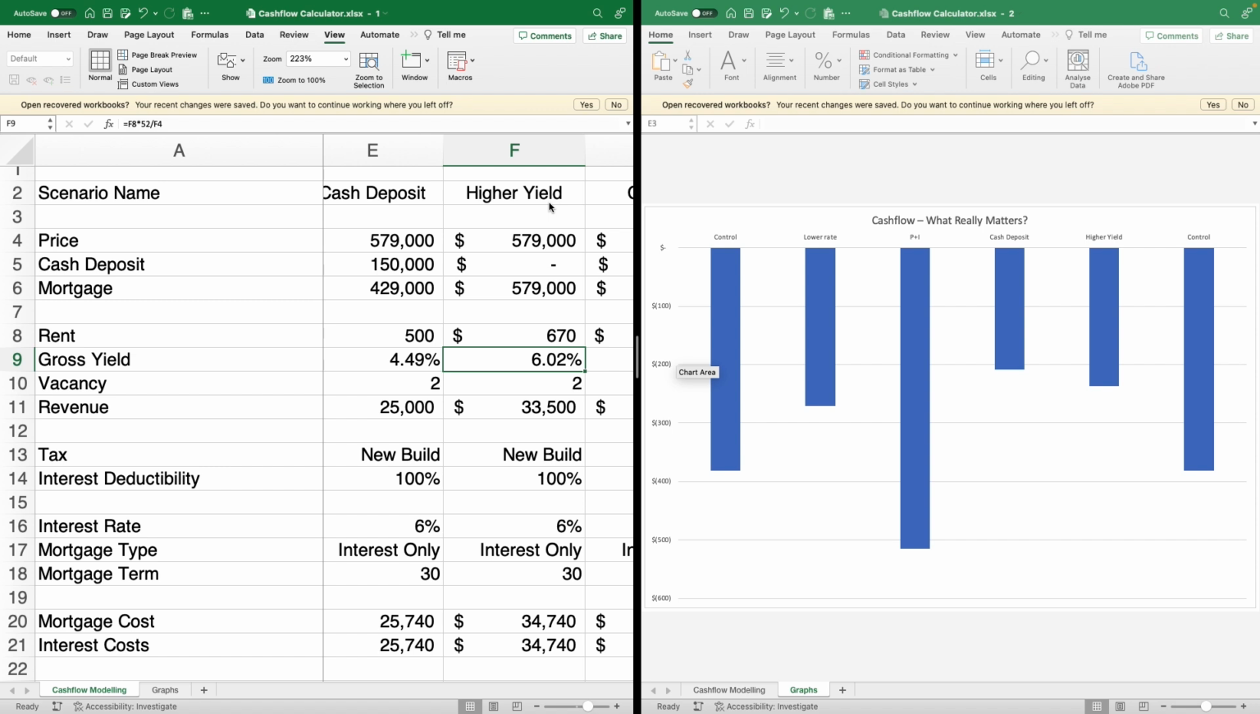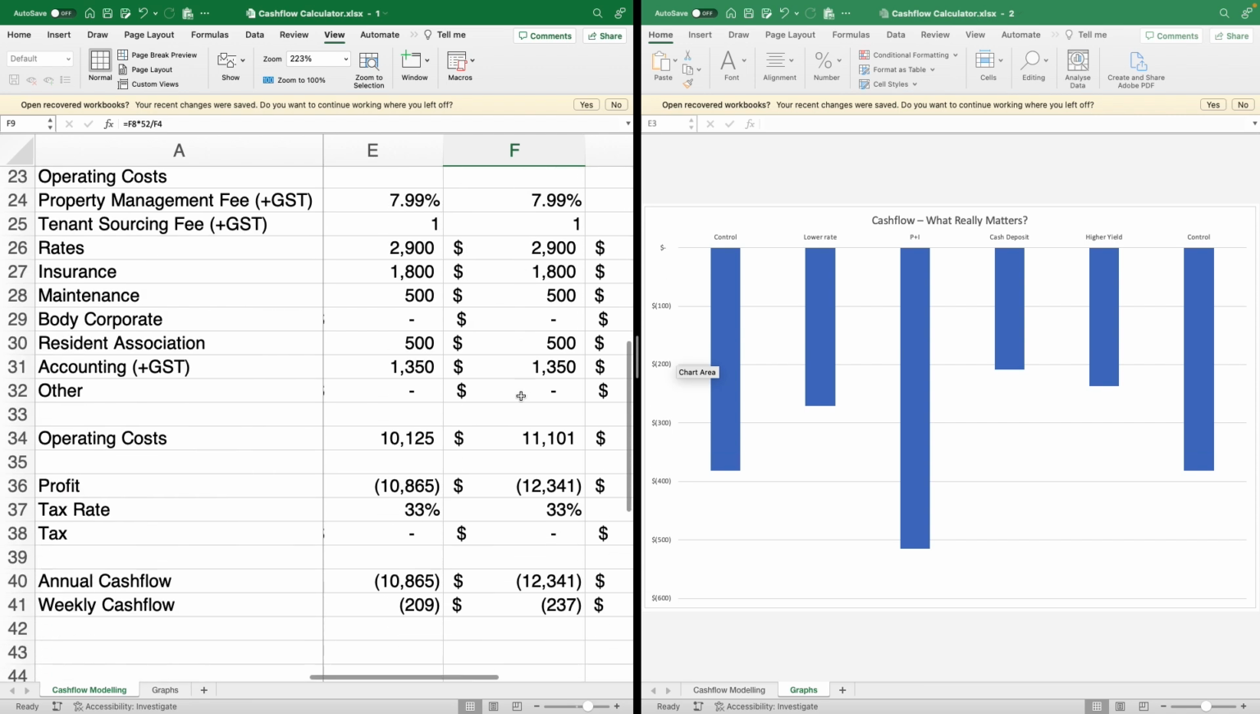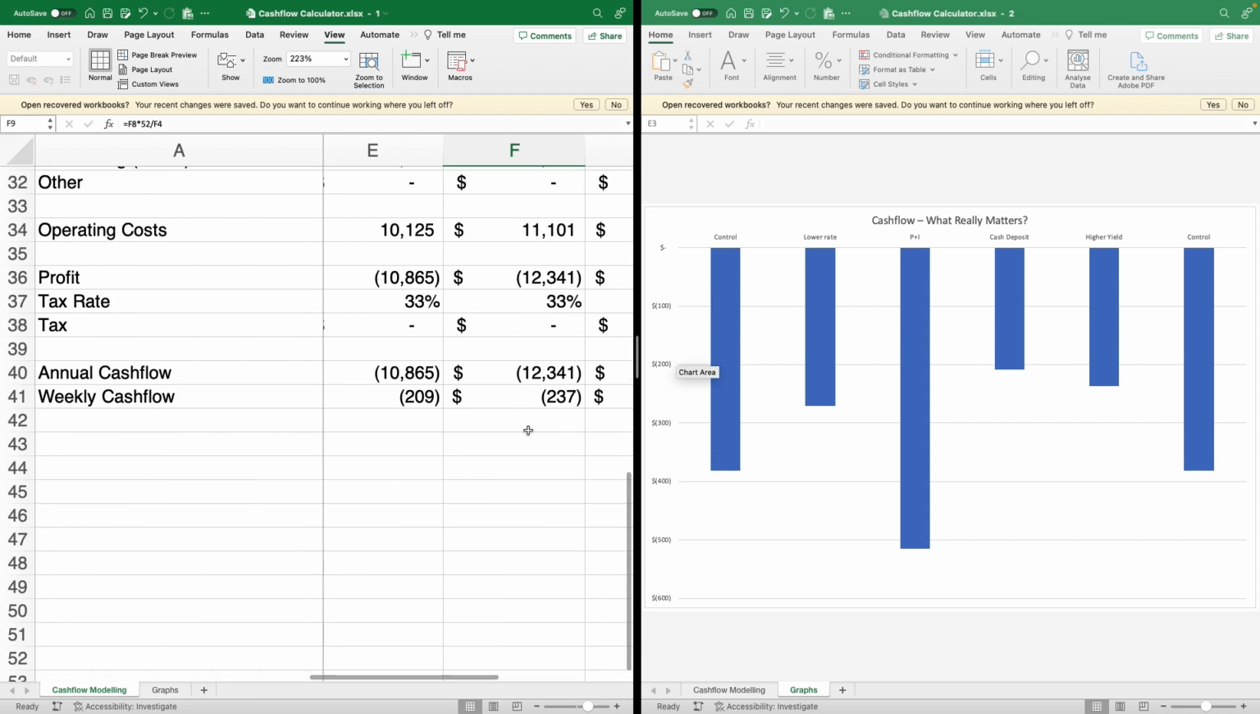Now, in order to do that, you wouldn't be buying a new build townhouse, which is kind of the example we've used here. You'd be looking at a dual key apartment or a room-by-room rental. But I just want to show the figures or change the figures so you can really grasp it. Now, in that case, even though we've moved to a higher yield property, it still requires topping up of $237 per week. Now, bear in mind, that is still a worse cash flow than if you'd put in that cash deposit that Andrew talked about just before.